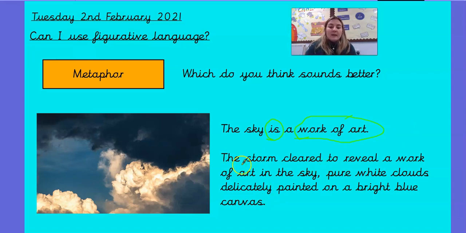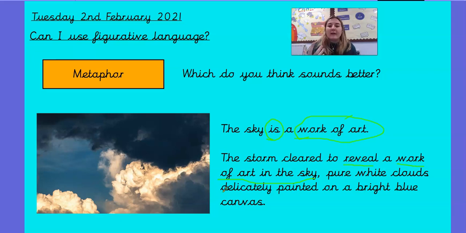But in this one here, you've got the storm cleared to reveal a work of art in the sky. So you've not only got that reveal, there isn't necessarily an is in there, but saying that it revealed a work of art in the sky, we know that it's literally not going to reveal a painting in the sky, are we, that's hung up on a wall. But it's sort of saying that the sky is a work of art. Pure white clouds delicately painted on a bright blue canvas. And we also know that they're not going to be painted by someone, are they?